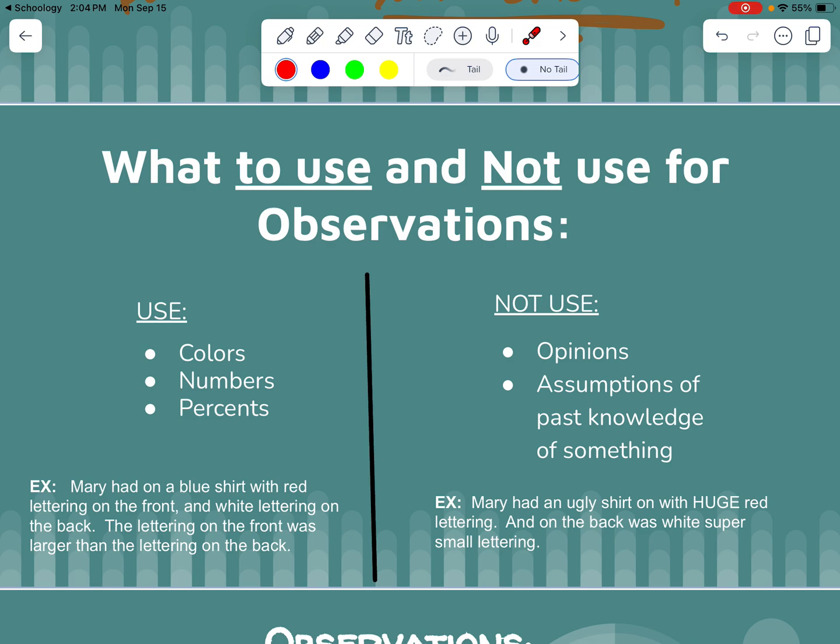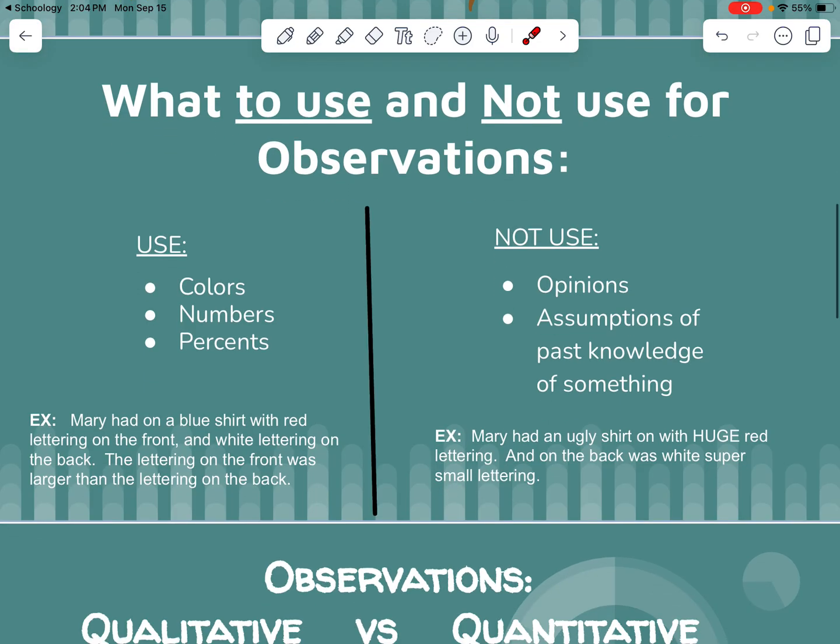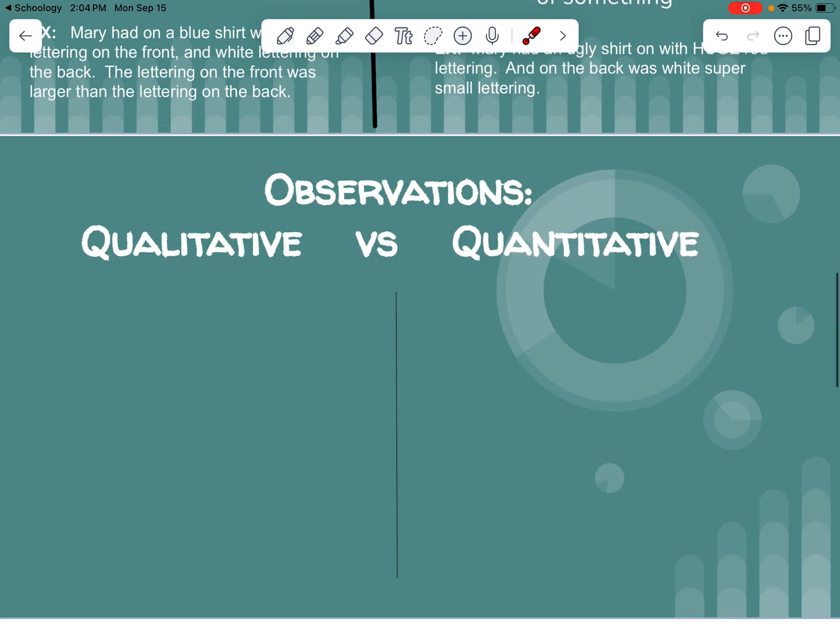Mary had on a blue shirt with a red lettering on the front and white lettering on the back. The lettering on the front was larger than the lettering on the back. Those would all be great observations. The bad one, what not to use, says Mary has an ugly shirt on with huge red lettering, problem. And on the back was white super small lettering. Well, what is super small, right? Problems there. Now, when we get to qualitative, quantitative, what we want to write down here, what is what, right?